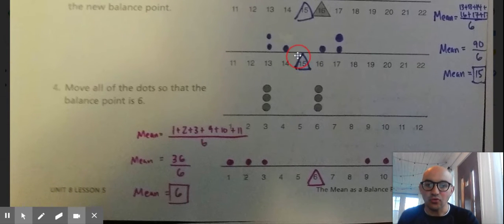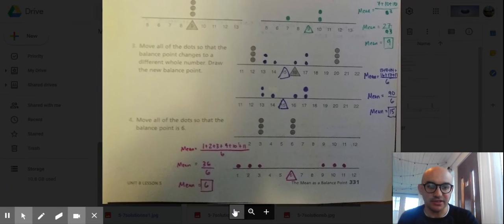And number 4, bottom of the page, let me just zoom out just a bit here. Number 4, move all the dots so that the balance point is 6. So we're starting up here, we've got 6 total dots. That's an important thing to keep track of. We've got 3 dots over 3, 3 over 6. We want to make sure that 6 is our balance point, so I draw it with my balance point as a little triangle there. And then I chose to move 1 dot to 1, 1 dot to 2, and 1 dot to 3.